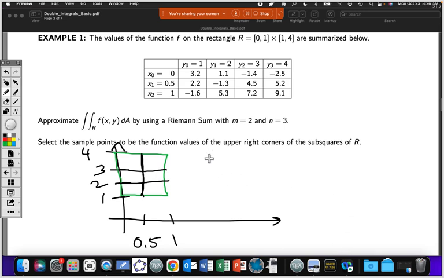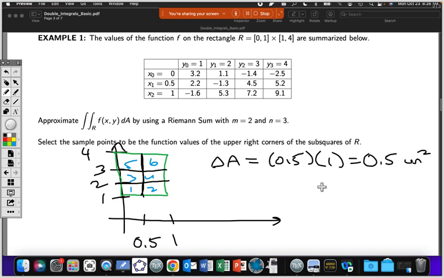So if I look at my delta A sub i, or delta A in this case, it's all the same because the area of these little rectangles are all the same. So if I pick any one of these rectangles here, I'll just label them. Each rectangle is going to be how wide? Yeah, half. And they're each going to be how tall? 1. So each of these little rectangles is a half square unit.